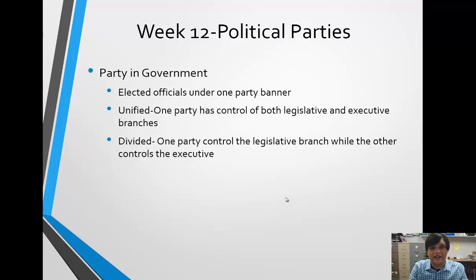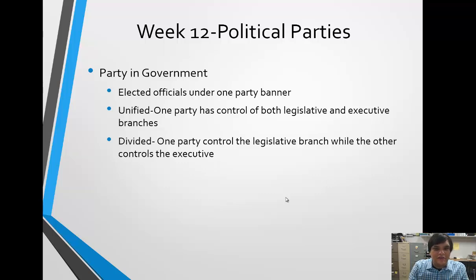Now, on the other hand, there's the party in government. And these are just, once again, the elected officials under one party banner. We talked about the difference between a unified and a divided government, and I really do care that you know that for your test. A unified government is where one party has control of both the legislative and the executive branches. So you have a Democrat as the president, and you have a Democratic Congress. Or you have a Republican as president, and then you have a Republican Congress. That's a unified party in government, or a unified government overall.